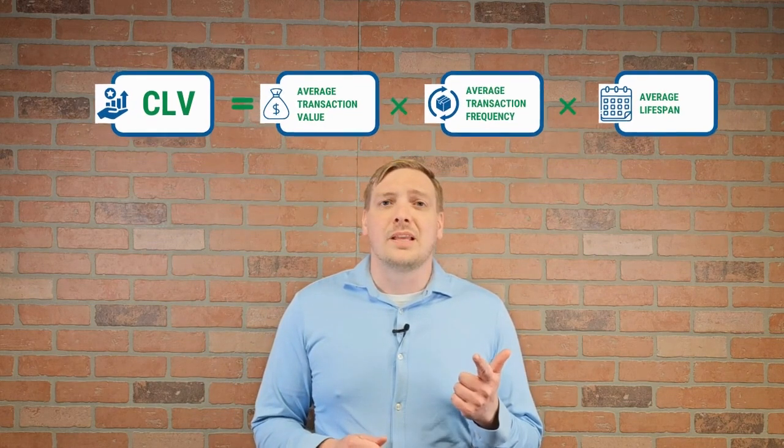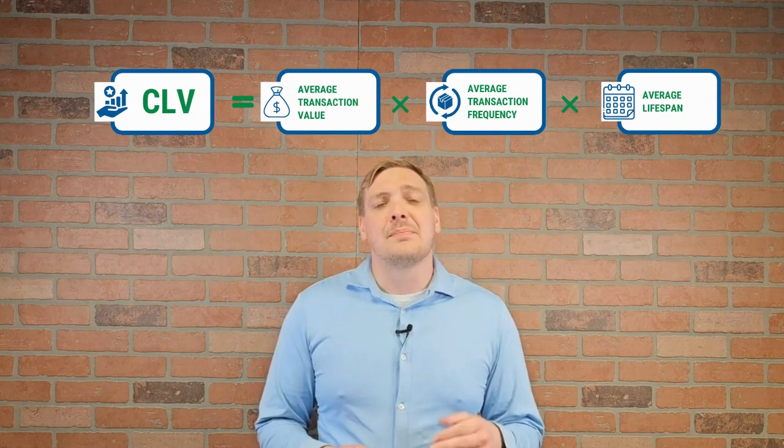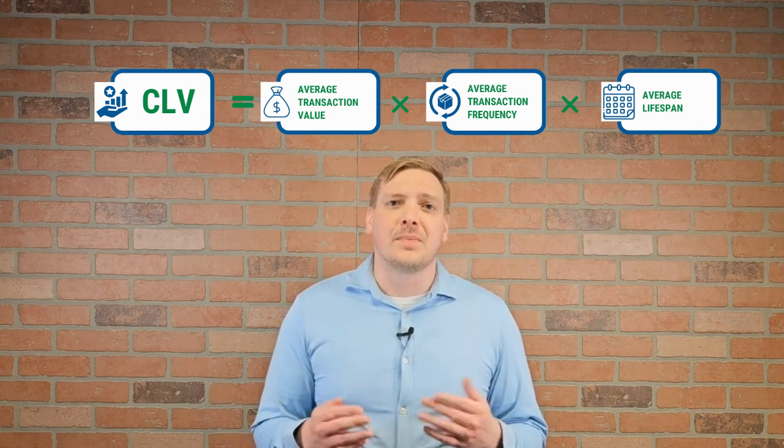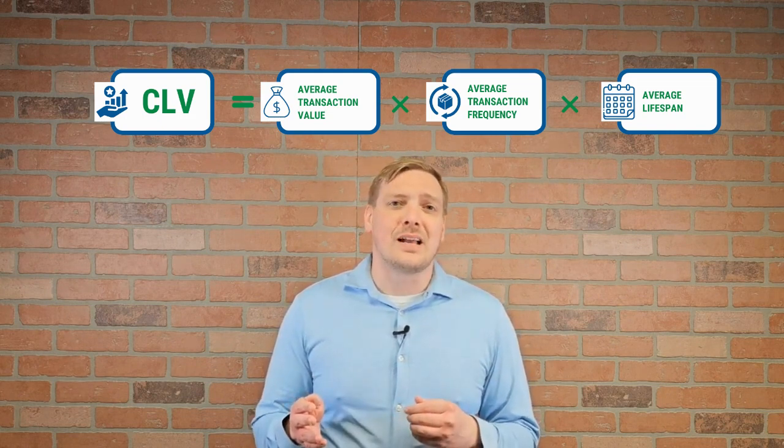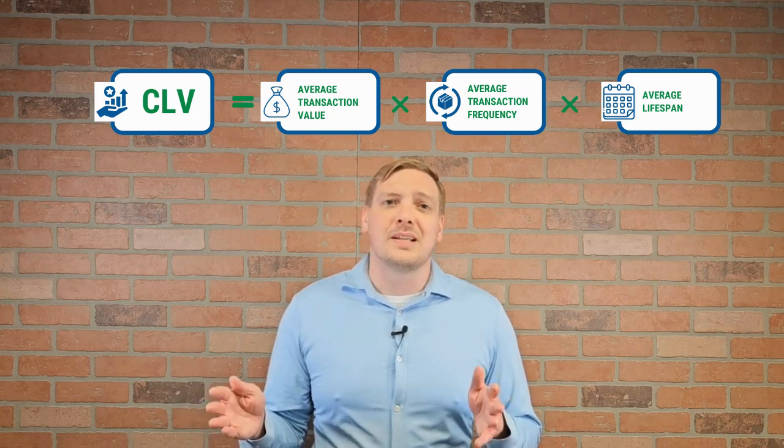To do this, you are going to need average order value, the purchase frequency, and the lifespan that you're measuring. Let me explain these in a little more detail. Average order value is just like it sounds. You take the average of all the transactions for that customer in a specified time period.